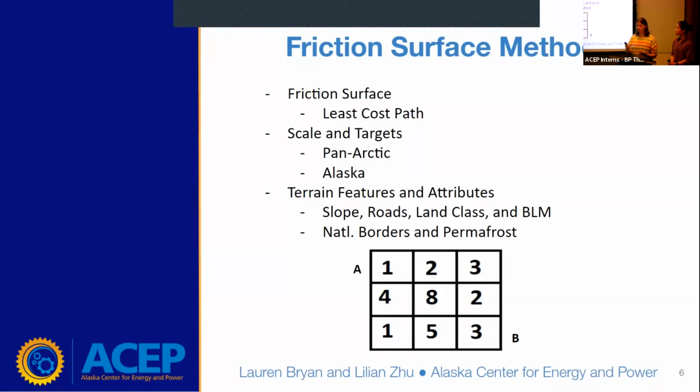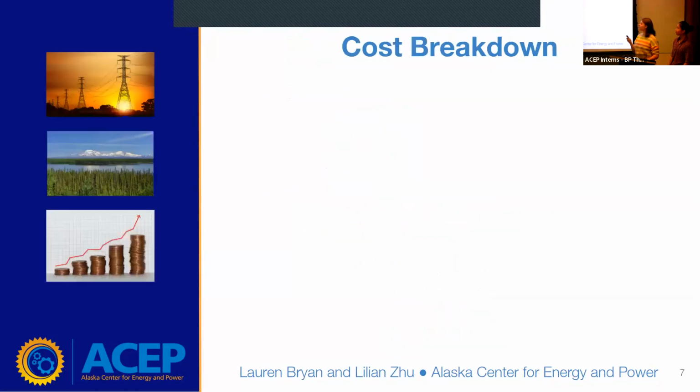After we've built up this friction surface, we can then run a least cost path across it. So what a least cost path does is it runs from our point A to our point B, and it'll find the way that is cheapest for it to move across, or the lowest weight cost to get it complete. So this is what a least cost path would look like on this very simple friction surface.